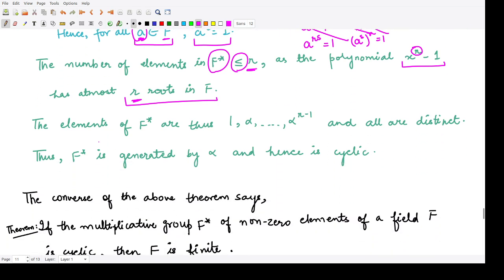So because we have shown that every element of this F star has order R, right? Because R is the LCM of all the elements. So we say the elements of F star are of this type: alpha raised to power 0, alpha raised to power 1, up to alpha raised to power R minus 1, and they all are distinct.